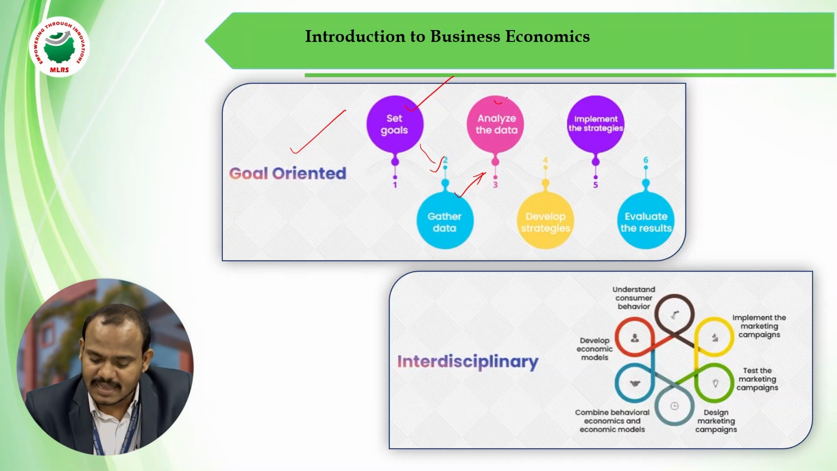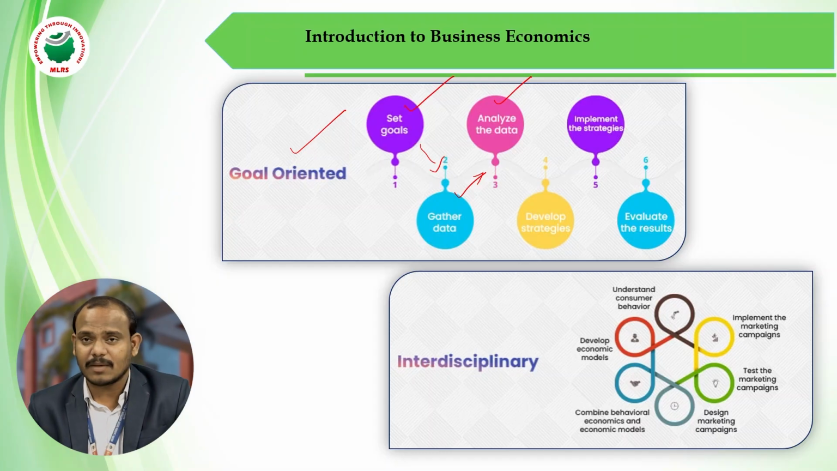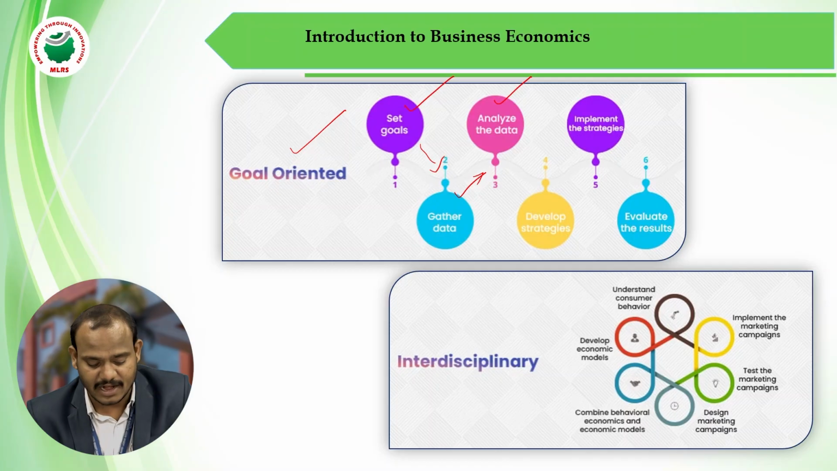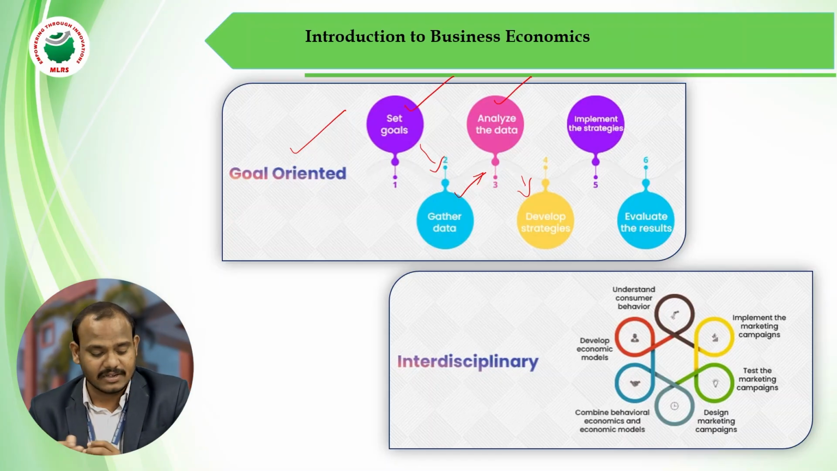The next one is analyze the data. We examine the collected information to understand the patterns, opportunities, and challenges. Next, we go to step 4, develop strategies. We design marketing plans, choose communication channels, and decide how to position our product in the market. Then comes step 5, implement the strategies. Now the plan goes into action. Campaigns are launched, advertisements are published, and all planned activities are executed.